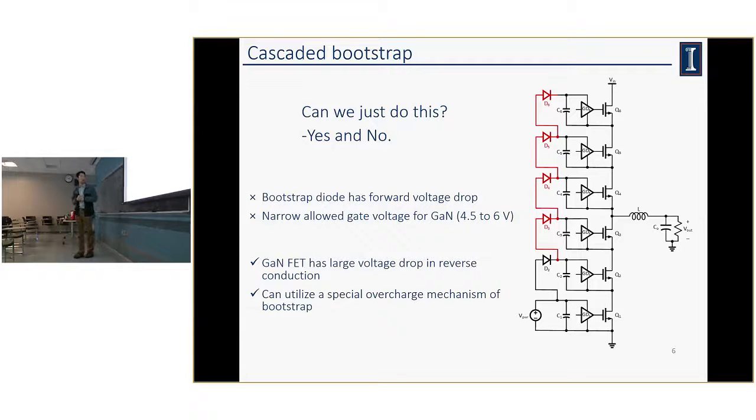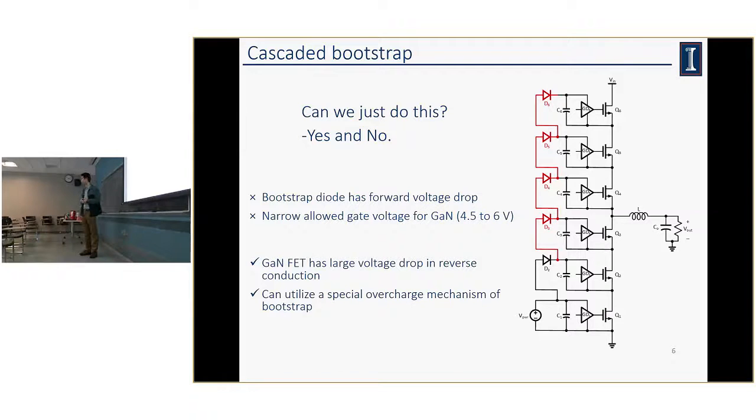One of the reasons I say no is the diode has a certain forward voltage drop. By doing every bootstrap operation, we lose a certain amount of voltage. So by doing this cascaded bootstrap again and again, the end of this bootstrap chain will not have enough voltage. And also, because we use GaN switches, compared to silicon, GaN switches have a very tight allowed gate voltage range. Essentially, we need a minimum of 4.5 volts to turn on the switch, but it cannot go above 6 volts. If you go above 6 volts, you will destroy the device instantly.